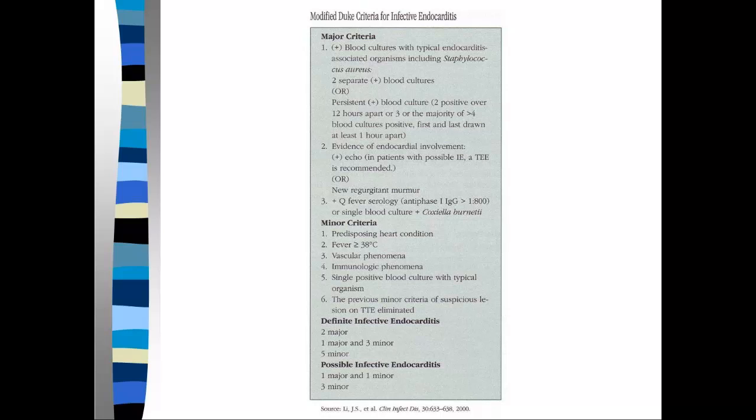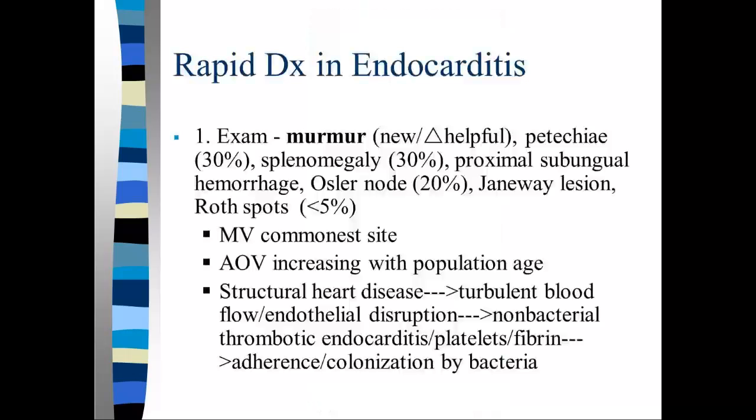The minor criteria are listed there, and so definite infective endocarditis requires 2 major criteria, 1 major and 3 minor, or 5 minor. And you can tell someone has possible infective endocarditis if they have at least 1 major and 1 minor criteria, or 3 minor criteria. So again, just to review those. So how do we rapidly diagnose endocarditis?